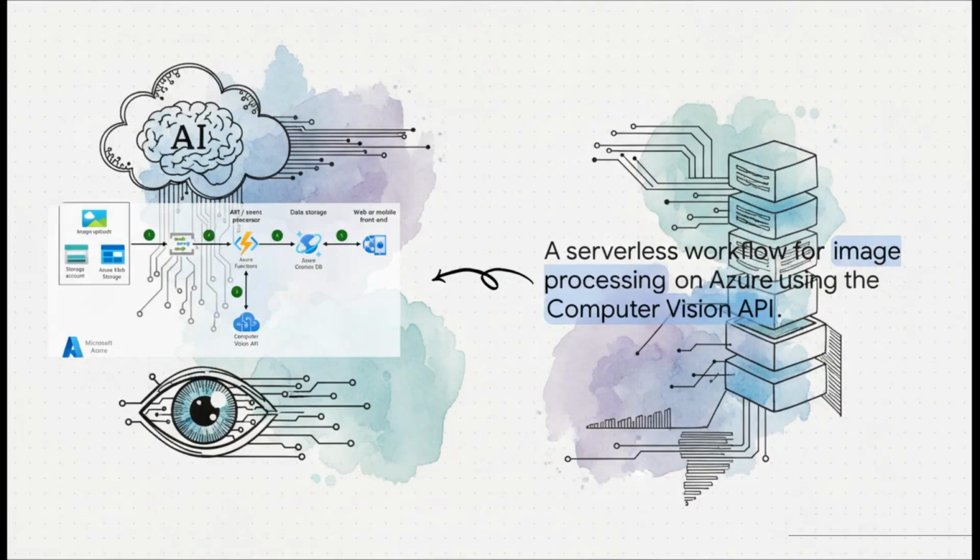So what you're looking at here is a quick sketch of how this stuff actually works in the real world. You don't have to memorize every single icon, but understand the pattern. Something happens, that's the event, like someone uploading a photo to blob storage. That event triggers an action, like an Azure function, and that function calls the AI service to do the actual analysis. This event-driven serverless pattern is a really big deal on Azure.